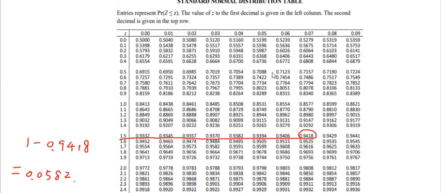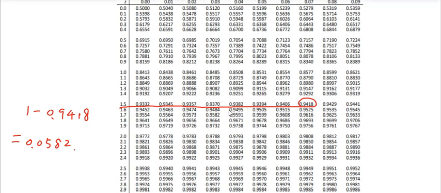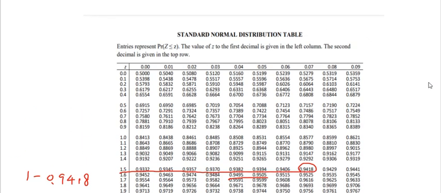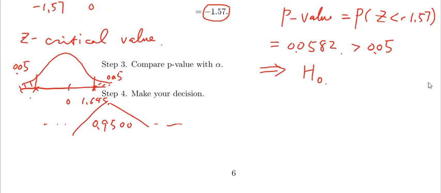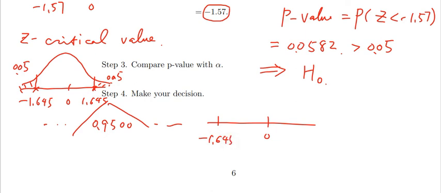So we check 9500. 9500 is here, right? So the critical value is negative 1.645, right? We use this negative 1.645 to determine those numbers close to 0 or not so close to 0.